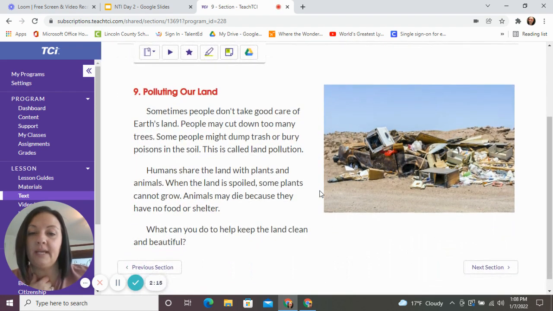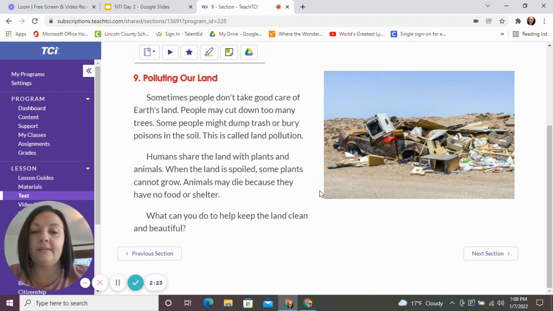Sometimes people don't take good care of Earth's land. People may cut down too many trees. Some people might dump trash or bury poisons in the soil. This is called land pollution. Humans share the land with plants and animals. When the land is spoiled, some plants cannot grow. Animals may die because they have no food or shelter.